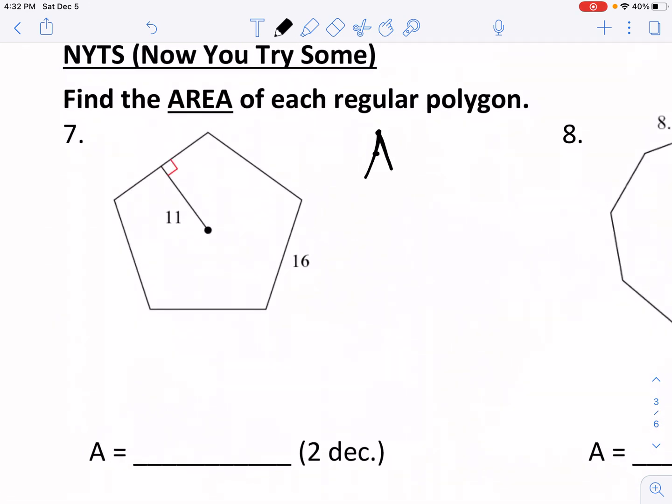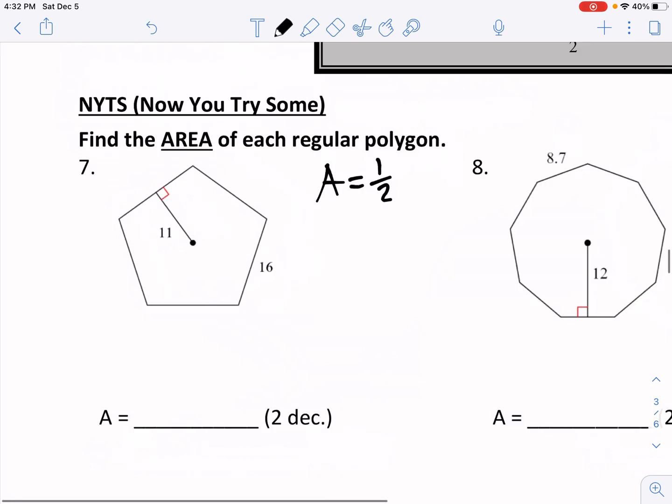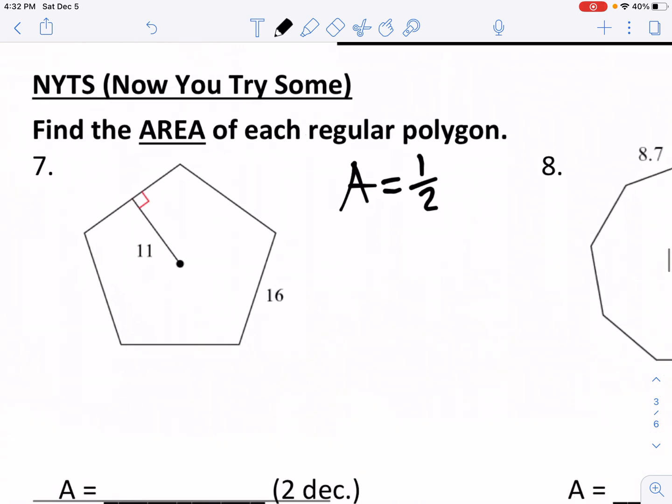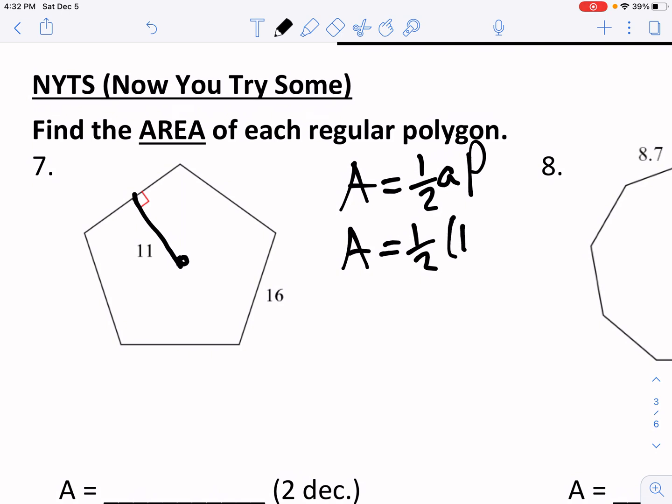So for instance, let's look at these examples here, okay? We have area is equal to 1/2, and I'm actually going to put A before P, doesn't really matter. The apothem times P, okay? P for perimeter. So if that's the case, we have 1/2. Our apothem is 11 in this figure, from here to here, okay? That's the apothem. So we have 11, and then the perimeter. Well, notice they give us one of the side lengths. This is a pentagon. We have 5 sides.